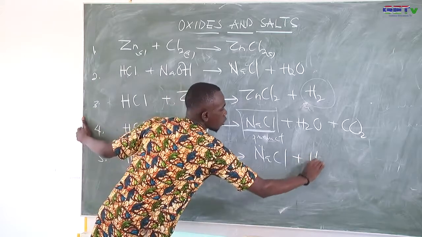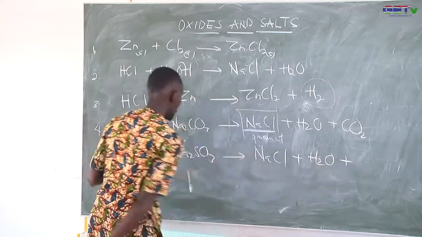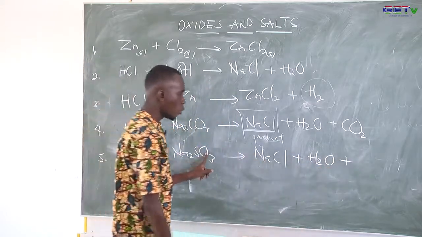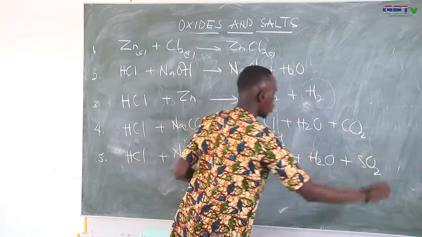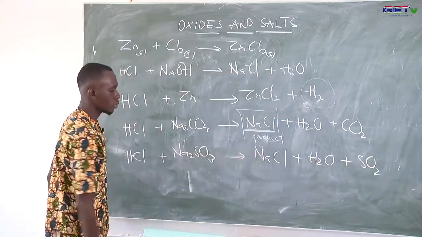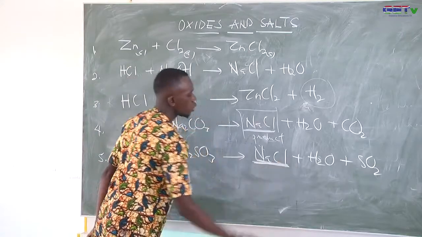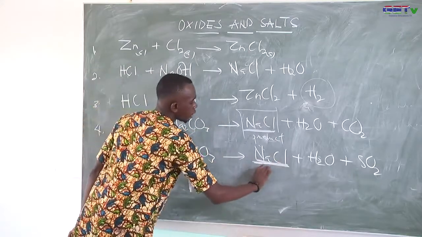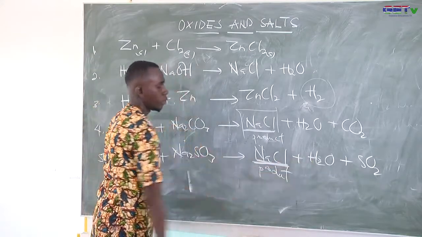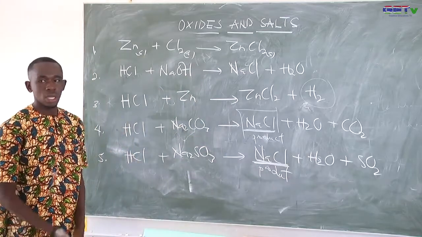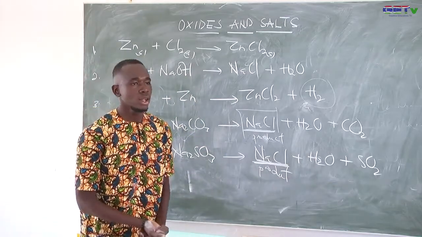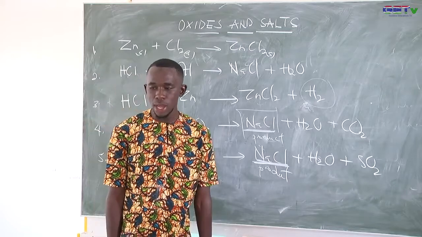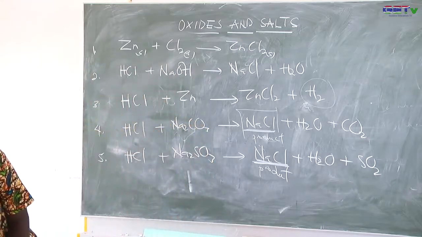And again, water is formed, and finally, a gas is evolved from this radical, which is going to be SO2. But our main product in this reaction is going to be the sodium chloride. That is the main product. So these are the methods that we use to prepare salts. And then finally, we have the assessment.